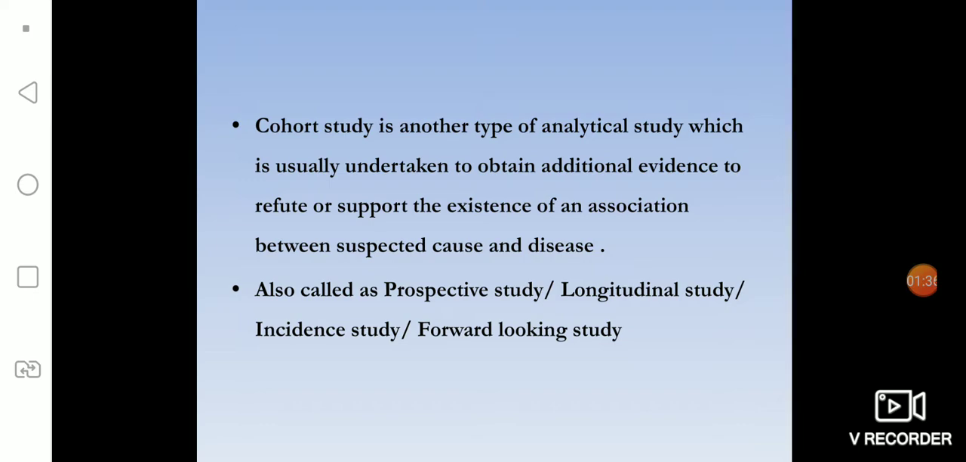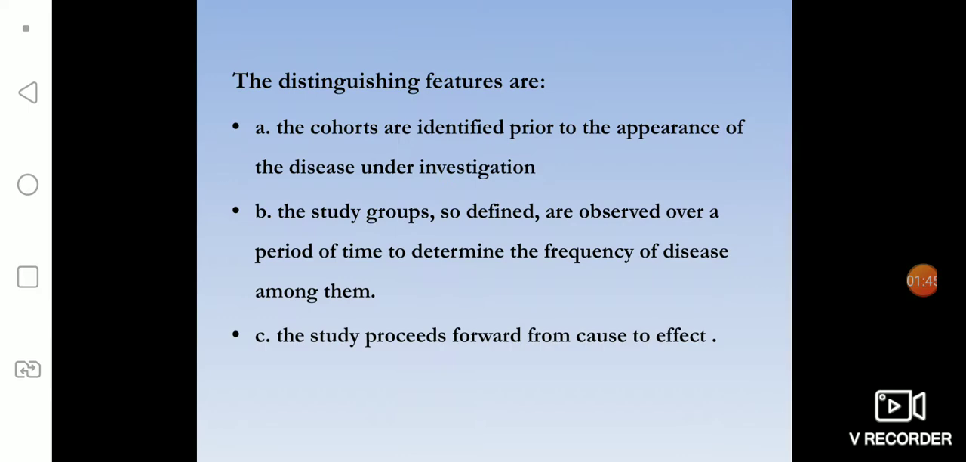So this cohort study is also called a prospective study, a longitudinal study, an incidence study, or a forward-looking study. Let's see the distinguishing features of these cohort studies. First and foremost, the cohorts are identified prior to the appearance of the disease under investigation. So, unlike case control studies, here the disease has not happened.